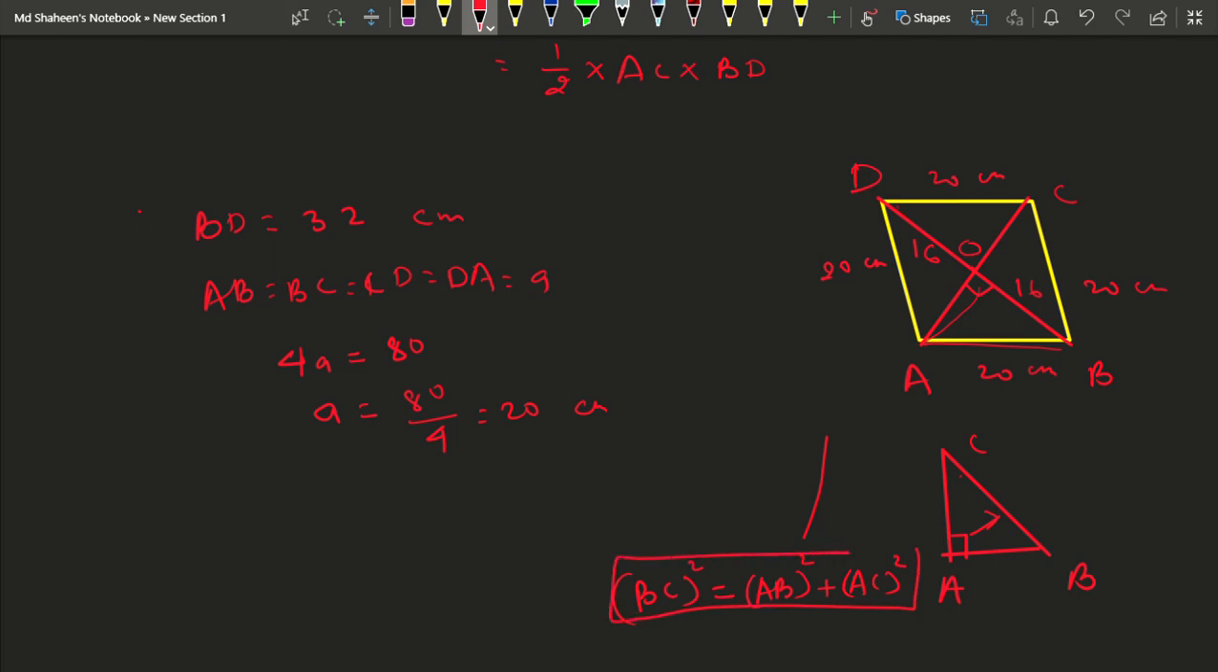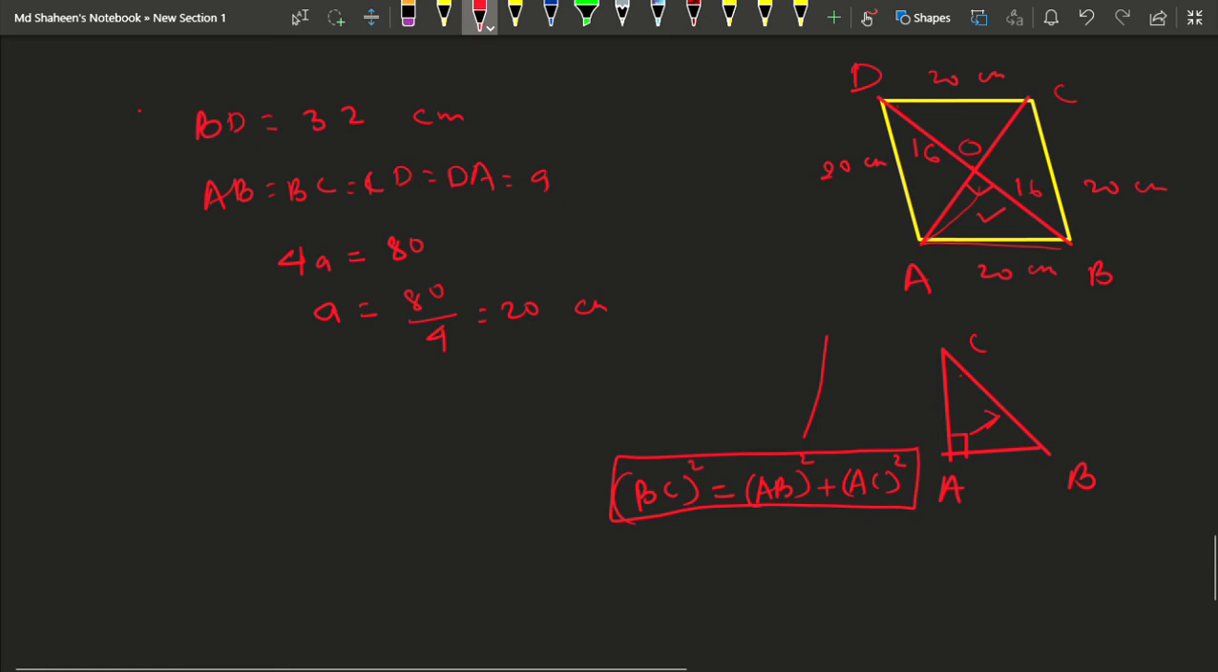So the same thing we have to apply here. Let's just take this out. So we have to find it like this.